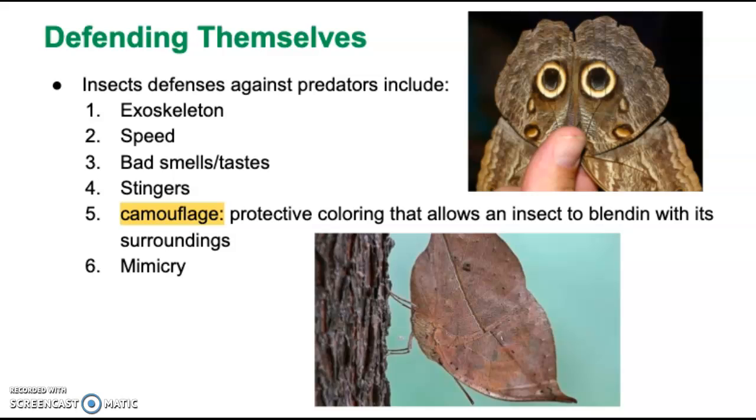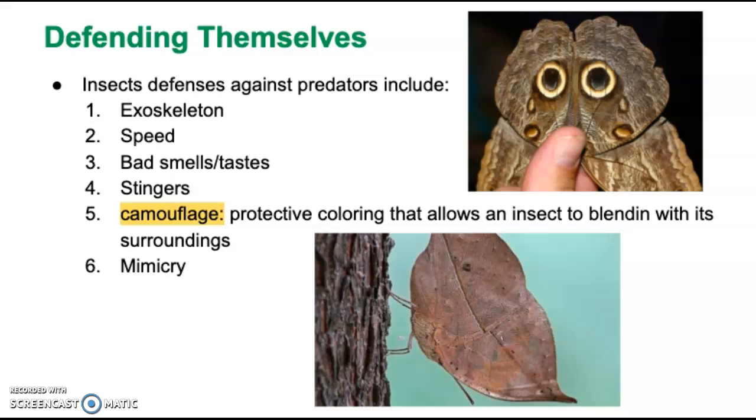One of those changes we call camouflage. That's when the protective covering allows an insect to blend into its surroundings. Insects aren't the only animals that take advantage of camouflage. Mimicry is kind of a cool coloring defense mechanism as well. The pictures you see on the screen are examples of mimicry.